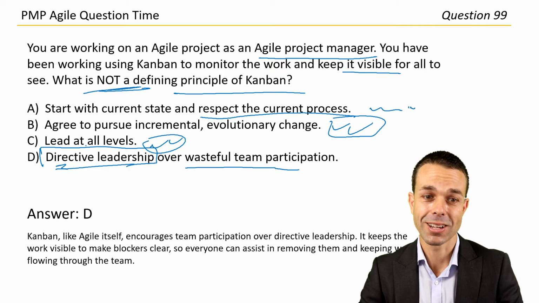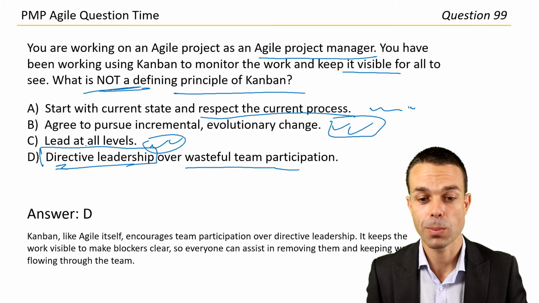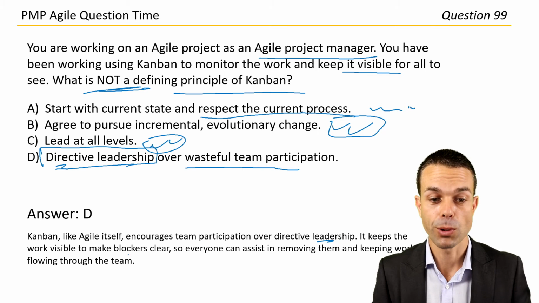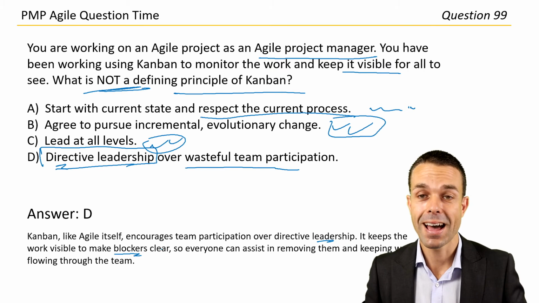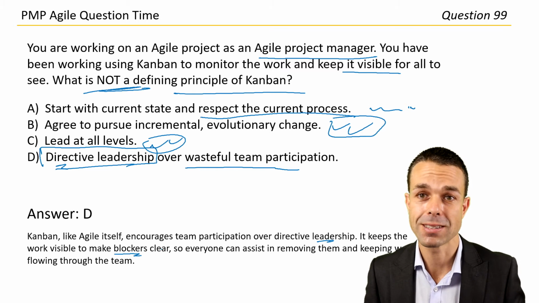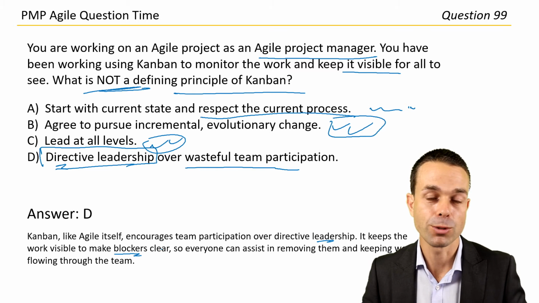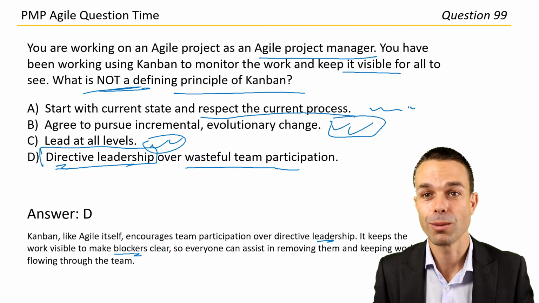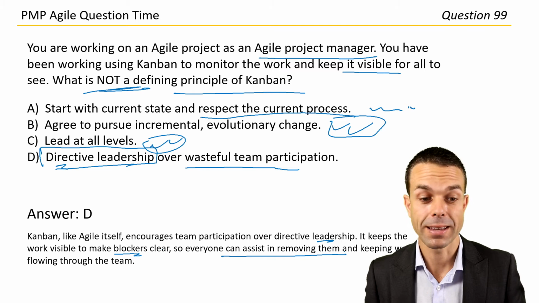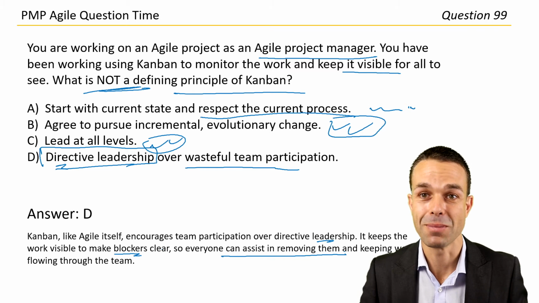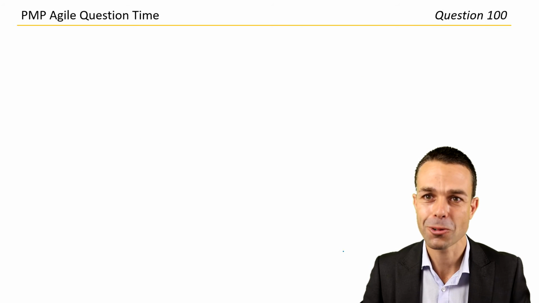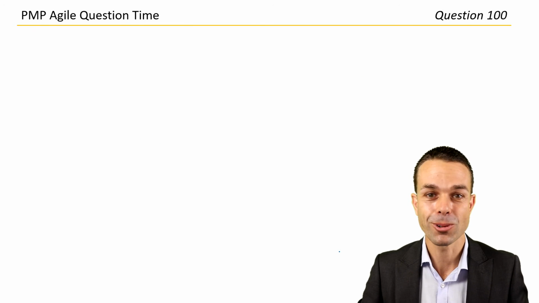Kanban, like Agile itself, encourages team participation over directive leadership. It keeps the work visible and makes blockers clear. It makes them stand out. We actually want to see problems so that we can swarm around them and fix them. We're not afraid of problems. We don't want to hide them. We want them to be out in the open. And it helps everyone assist in removing them and keep that work flowing through the team. That's part of the power, and that's part of why Agile works so well. All right. Great work, guys. Well, we're really getting through these ones.